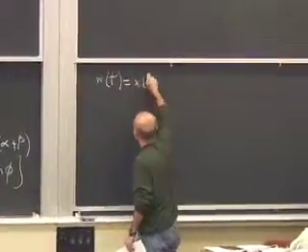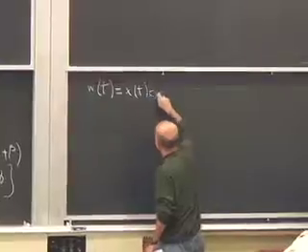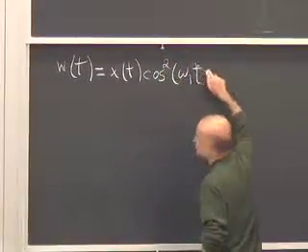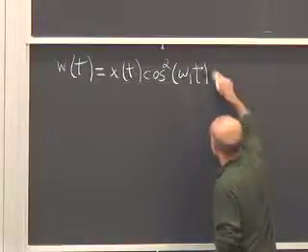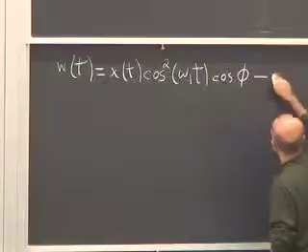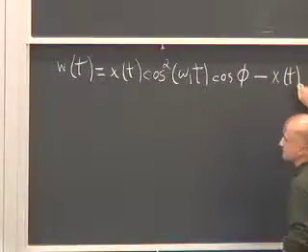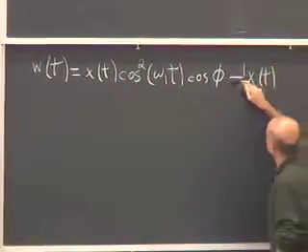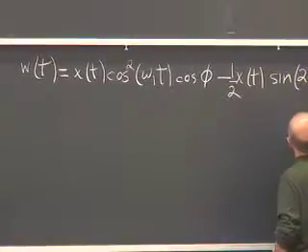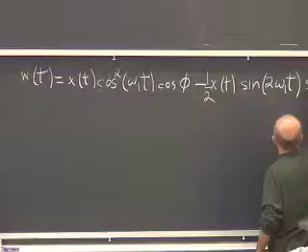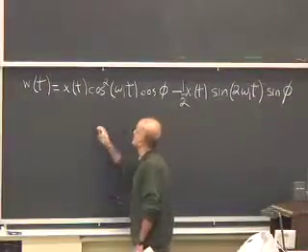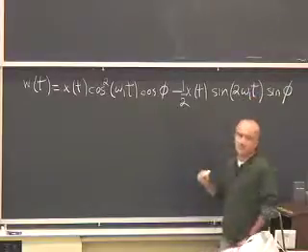Let's rewrite the first part. So now you know why I gave you the identity, because that would have put everything in terms of cosines. Minus x of t. And now what, Patrick? 1/2 sine 2 omega 1t, sine of phi. Okay. Now, so you have this expression.